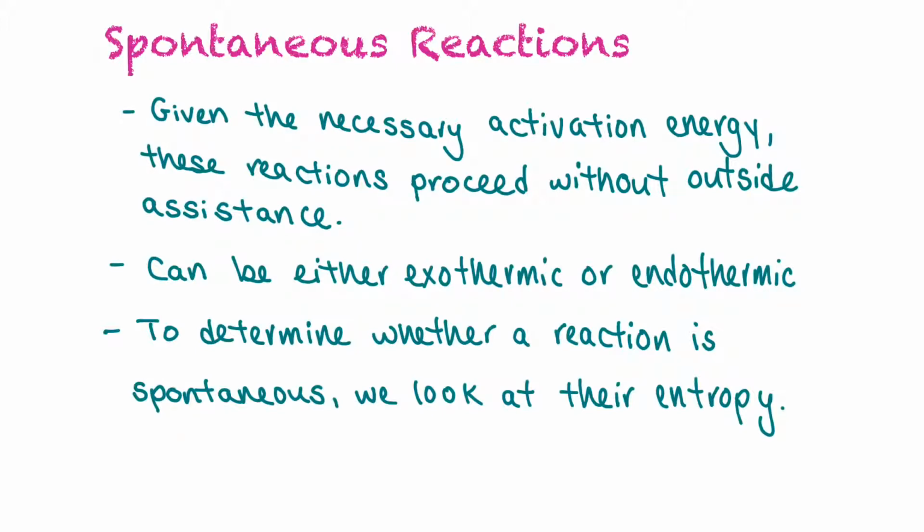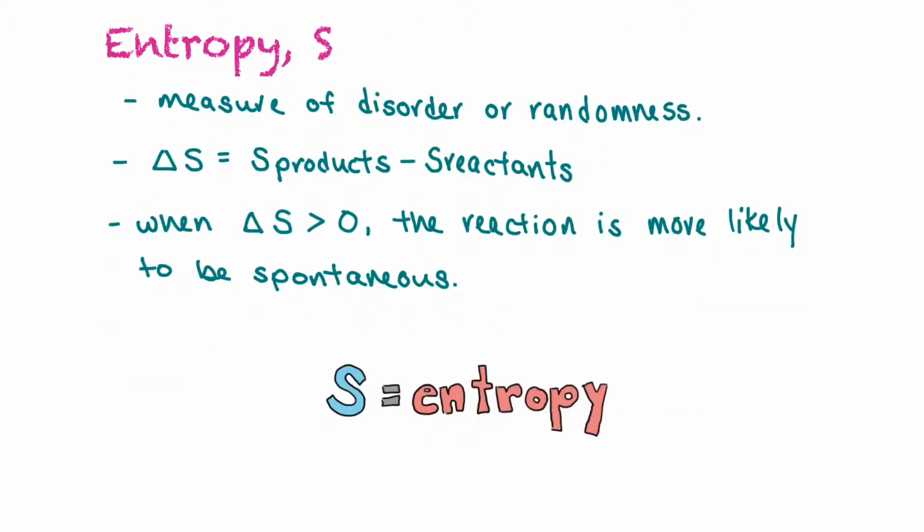And to determine whether a reaction is spontaneous, we have to look at what is known as their entropy. Entropy symbol is S, and it's a measure of disorder or randomness. So delta S is equal to the entropy of the products minus the entropy of the reactants. When delta S is greater than 0, the reaction is more likely to be spontaneous.